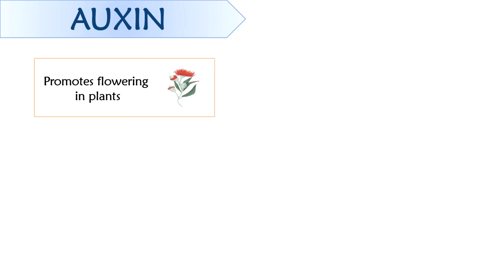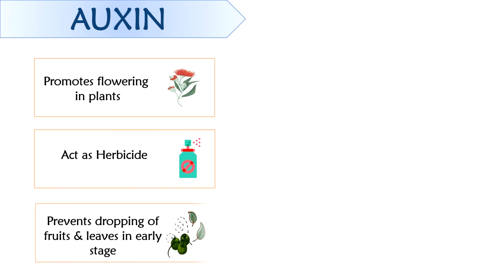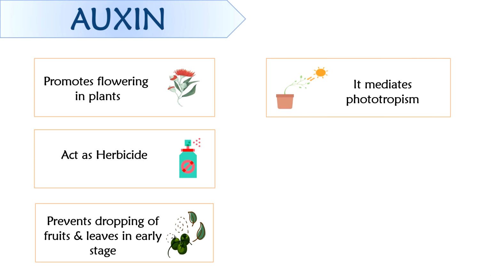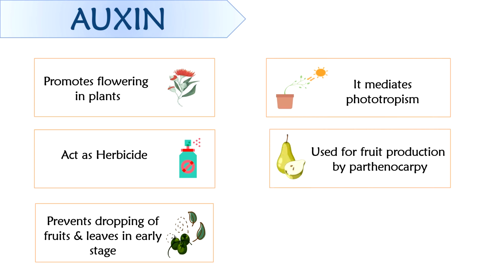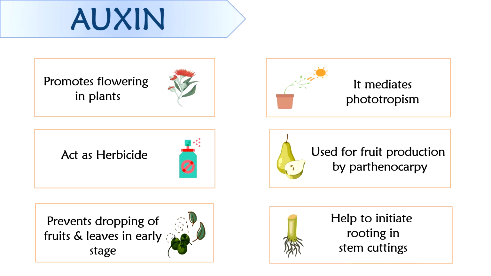Function of auxin. Auxin promotes flowering in plants. It is also widely used as herbicide. Auxin prevents dropping of fruits and leaves in early stage. Auxin mediates phototropism in plants. It is also used for food production by parthenocarpy. Auxin helps to initiate rooting in stem cutting.